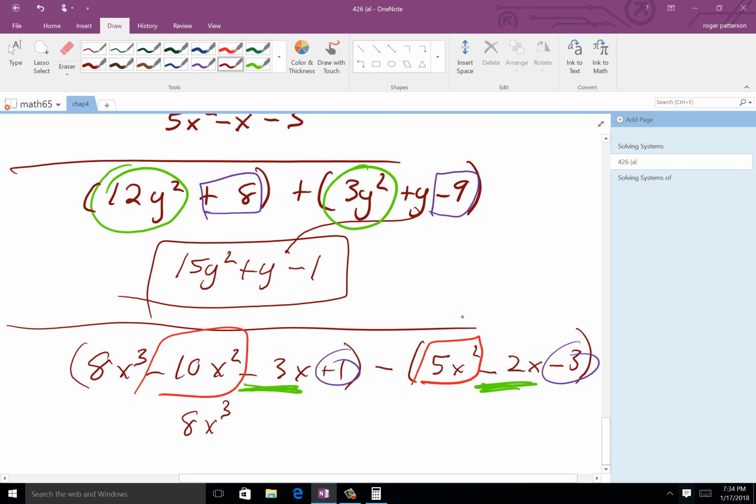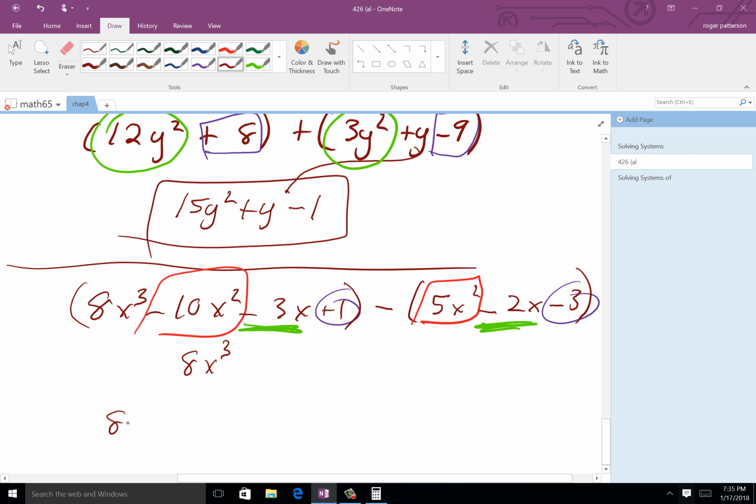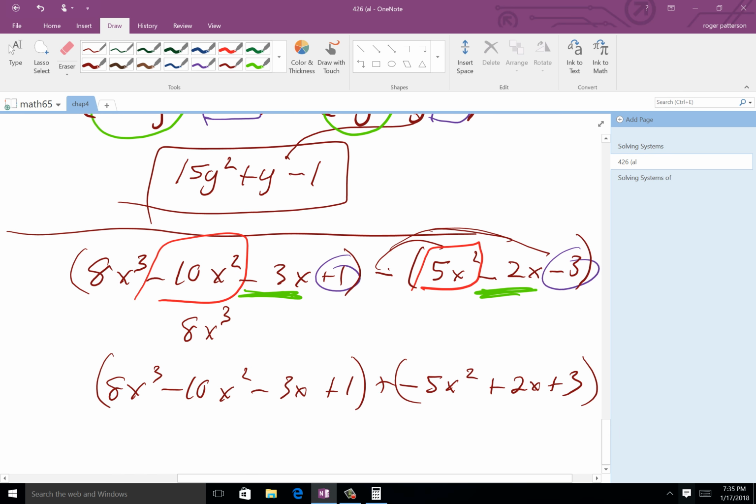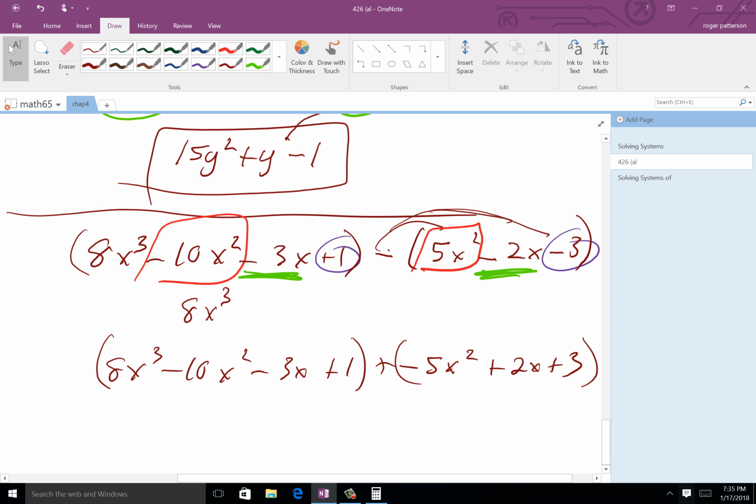So here we go. Now I have to be careful on this one, all right? So I got a negative 10 here, and you can do this one of two ways. You can take and move this minus inside. So this minus will go inside to here. So you'd have minus 5x squared plus 2x plus 3. You can do that and then just add them, or you can just simply subtract.